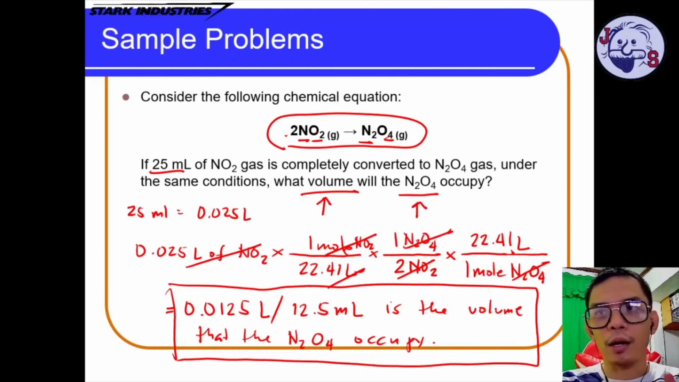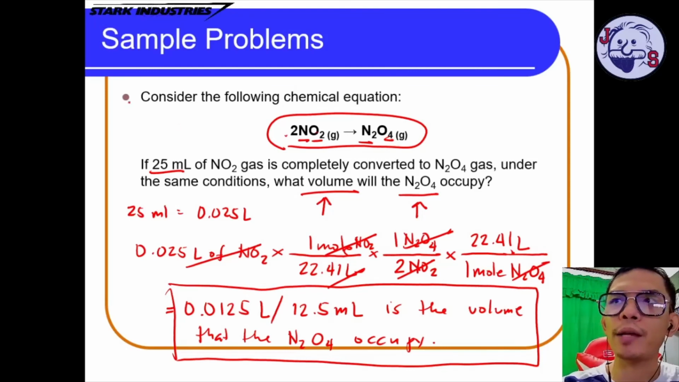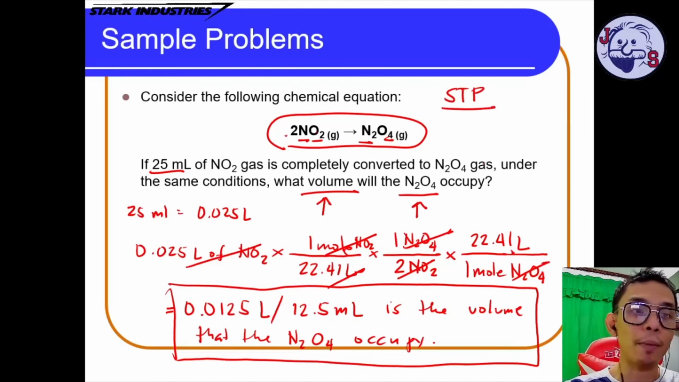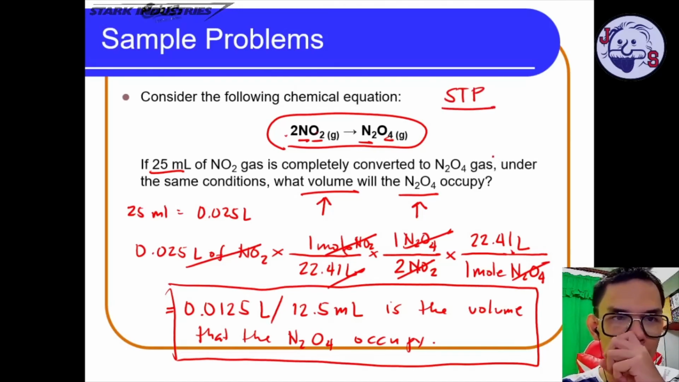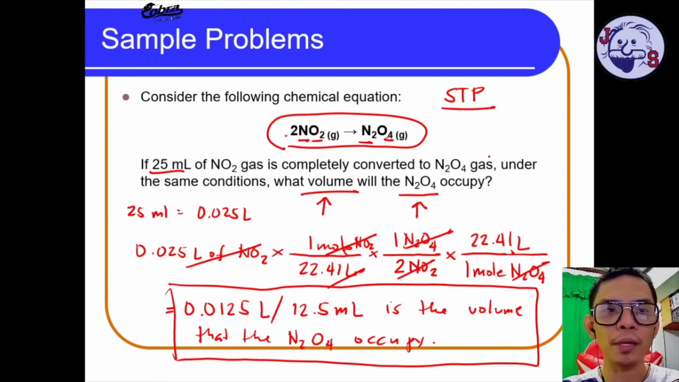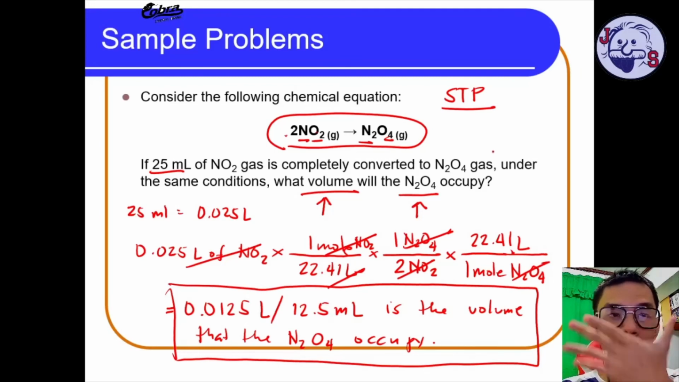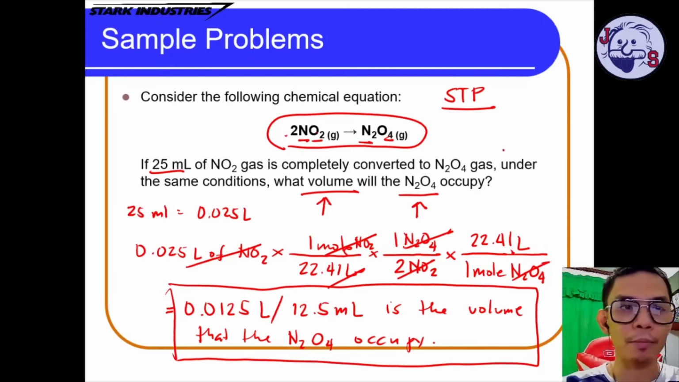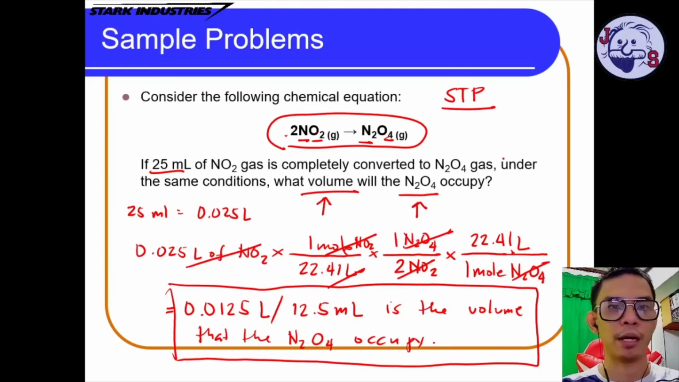Okay, now in order to solve this one, the problem should be at STP. If the problem is not at STP, that will be a topic for another day. Okay, so that will be a topic for another video lesson. That is the ideal gas. That is the formula, or that is the idea that is used to compute or to solve problems related to gas laws that are not at STP. Okay, so that's the ideal gas law.